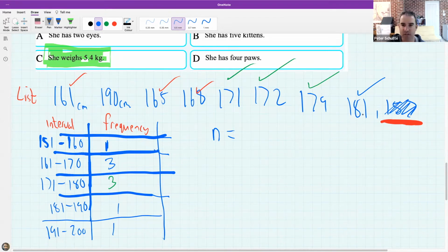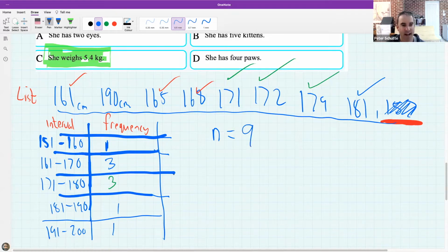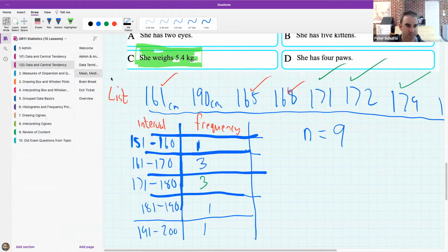What are the number of items in the data set that I've just given you? So what is little n? Okay, 1, 2, 3, 4, 5, 6, 7, 8, 9. So n is 9 for this data set. So we are going to talk about, in the next example, where is the middle of a data set. And so I'm going to move to that. But I think we've got a nice little grounding in this now.